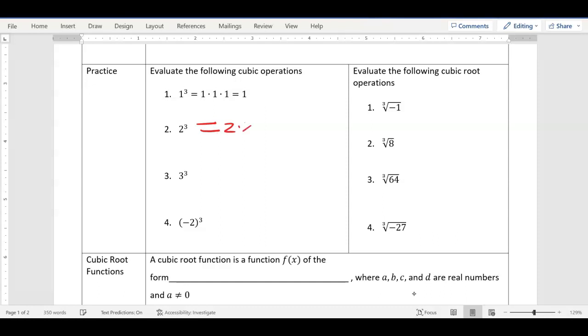Okay. 2 times 2 times 2. And then what is 2 times 2 times 2? 8. 2 times 2 is 4, 4 times 2 is 8. Now, what about 3 cubed? What is 3 to the third power? What do y'all think?